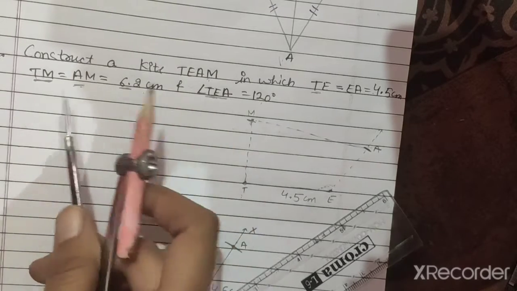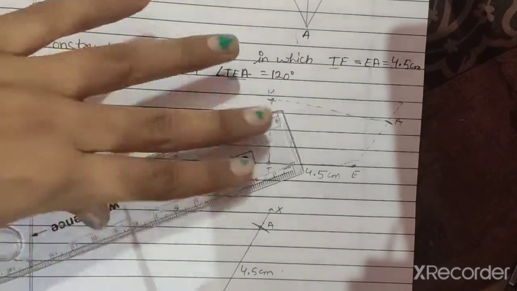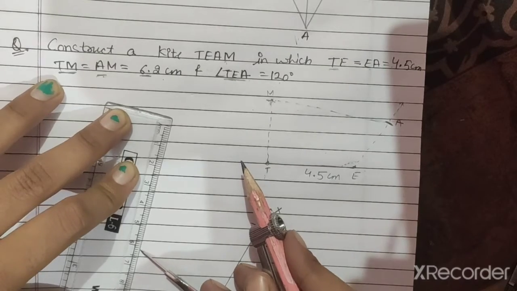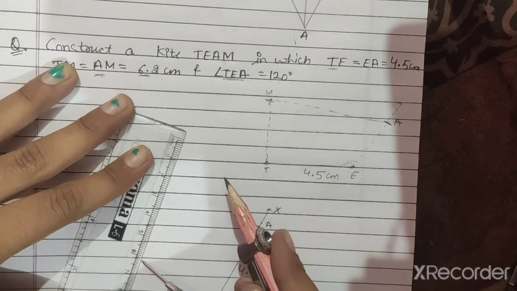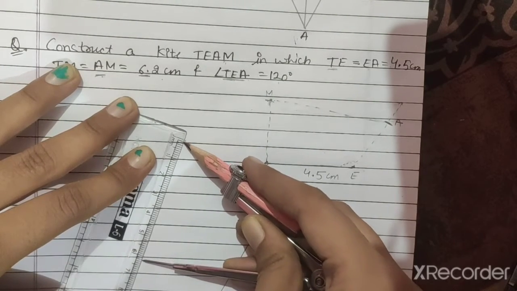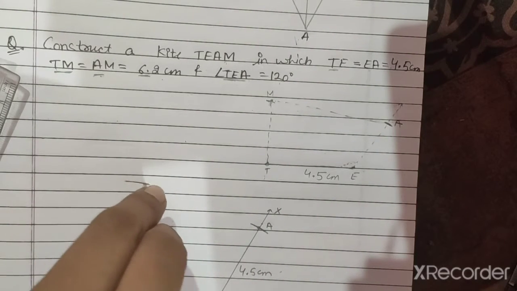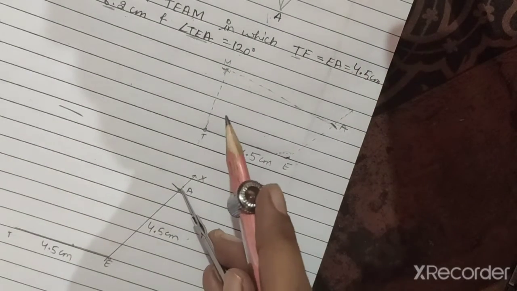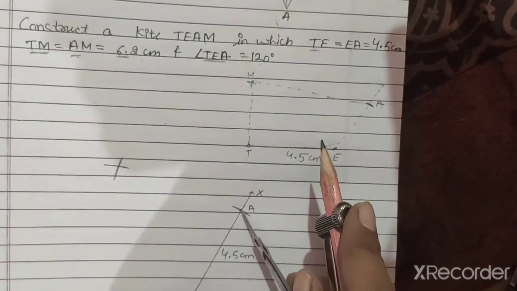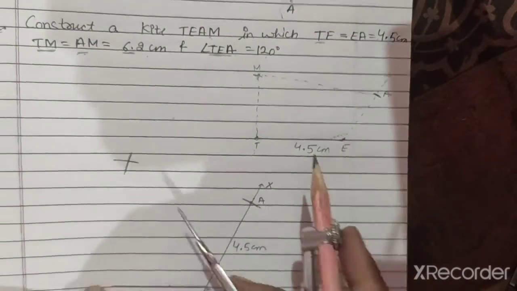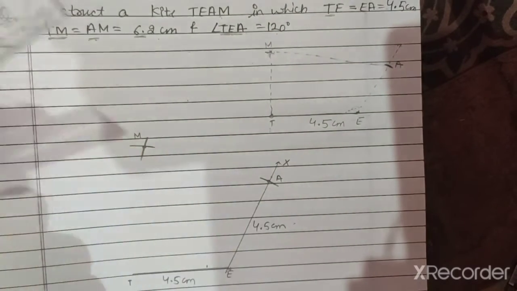Related to M you have two pieces of information given, so we will use that. TM: open the arc of radius 6.2 centimeters. When you measure it correctly, here we go, it is 6.2. So taking T as the center, cut the arc of radius 6.2. Then taking A as the center, cut the arc of radius 6.2. Children, why are we doing this from A? Because AM is 6.2. Why did we do it from T? Because TM is 6.2. So the point at which both the arcs cut, name it as M.